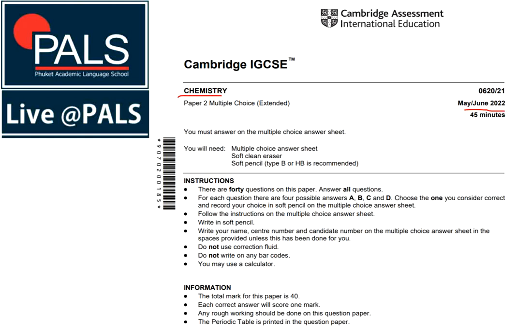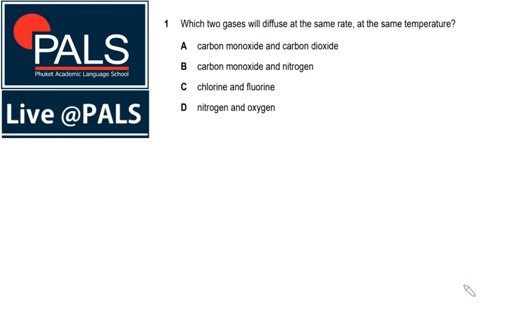So let's begin. Number 1, which two gases will diffuse at the same rate at the same temperature? The right answer is letter B. Why letter B? Because carbon monoxide and nitrogen.